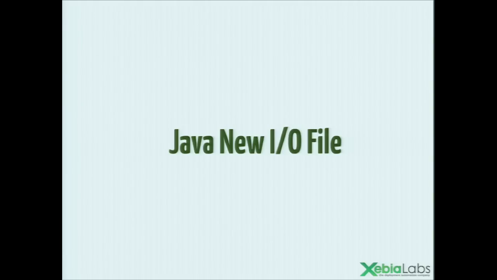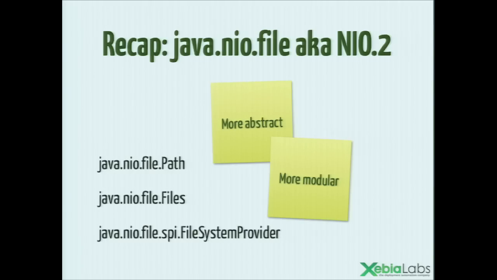So before we start off with the real subject of our talk, let's do a quick recap of what java.nio.file exactly is. Basically it consists of three classes and interfaces: java.nio.file Path, Files, and the FileSystemProvider. Those are the three main components, of which Path is an interface, and FileSystemProvider is an abstract class. Basically the goal for nio.file was to make it more abstract. The old java.io was pretty deep down file, and we wanted to make it more modular.